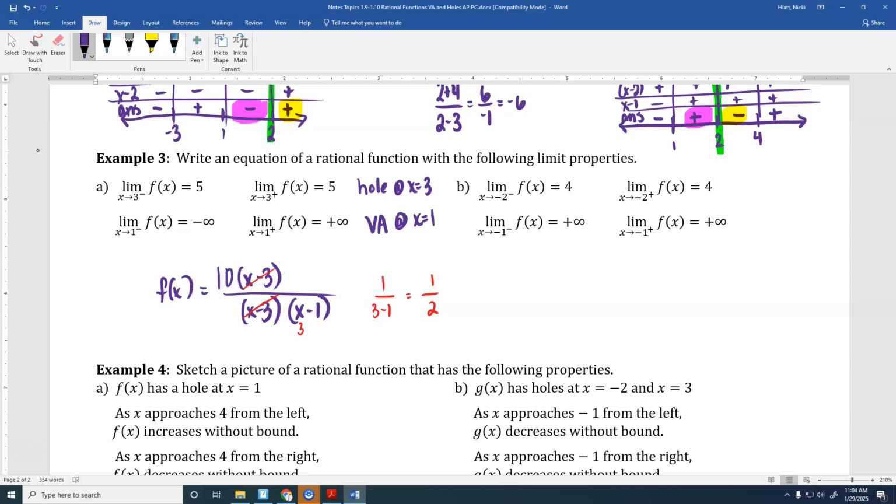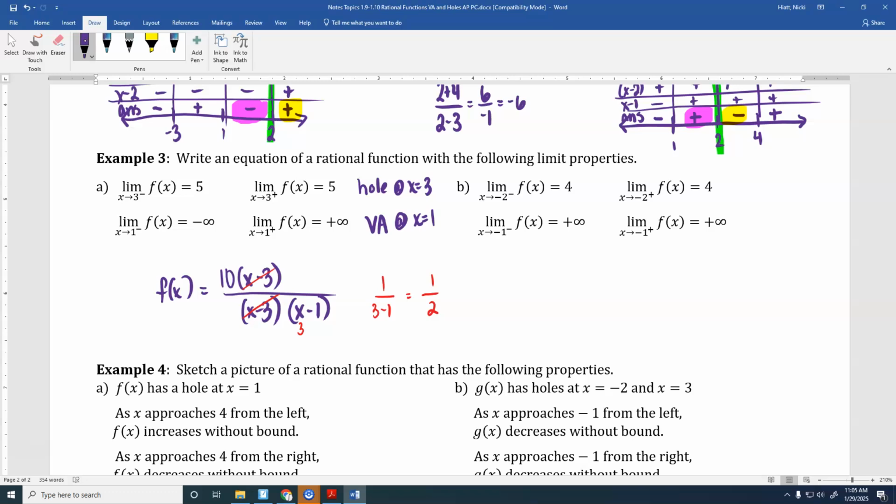Another way you could do that, if you wanted to, you could do something like x plus 7, because 3 plus 7 would give you 10 there. That would also work. There's several options that you could have for this. But actually, the very easiest way right here is just to do the 10 for that.